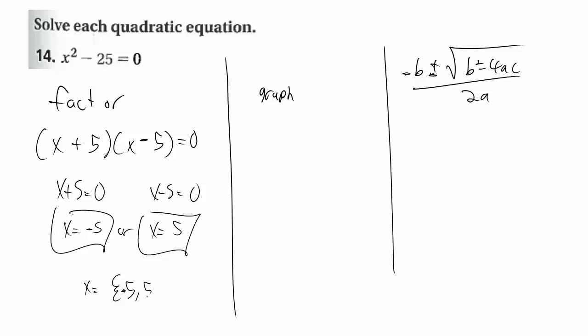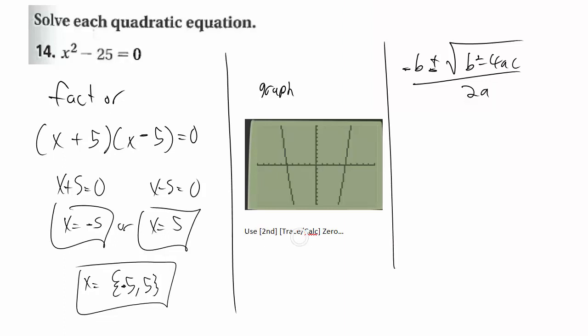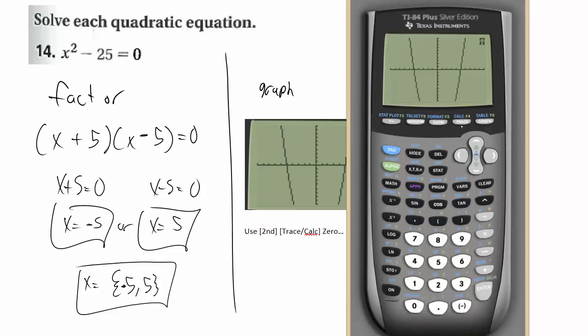If you like using the graph method, graph that parabola in your calculator and then use the option second calc 0. You can see it actually hits those numbers, negative 5 and 5, perfectly. But to make sure it hits those x-intercepts, you use second calc 0. You left bound it, right bound it, hit enter, and then it finds the solution exactly. Notice how y is equal to 0 there.